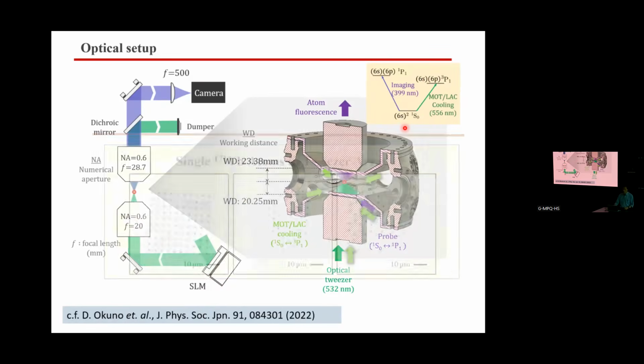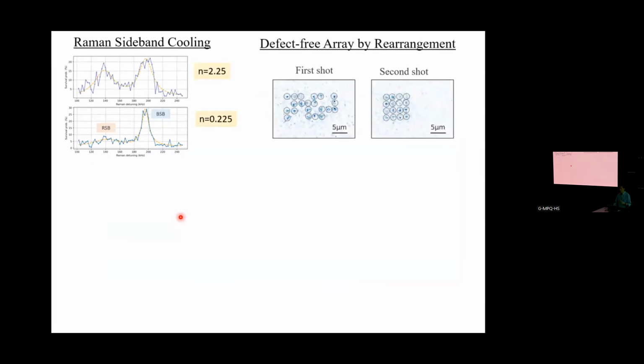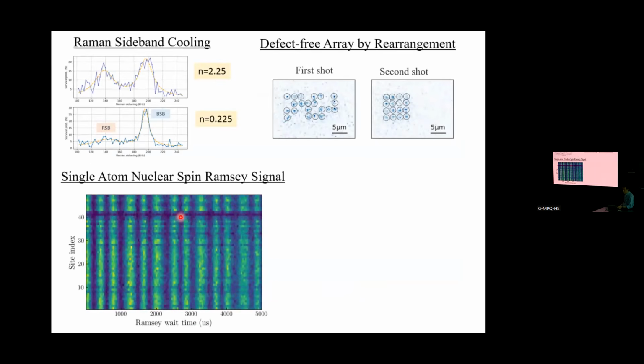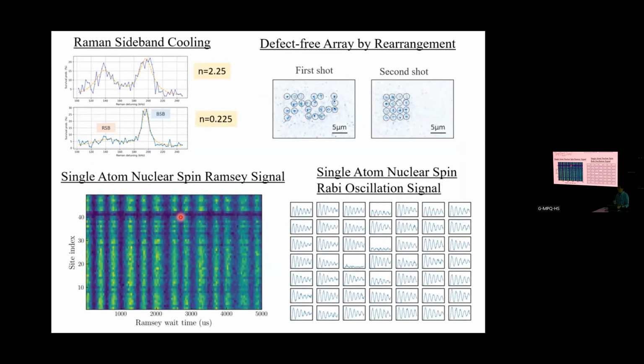And so far, we tracked single ytterbium atoms in optical tweezer arrays with these various lattice configurations. And we are now working on Raman sideband cooling, formation of the defect-free array by rearrangement, single atom nuclear spin Ramsey signal, and Rabi oscillation. So further efforts are now underway in our lab.